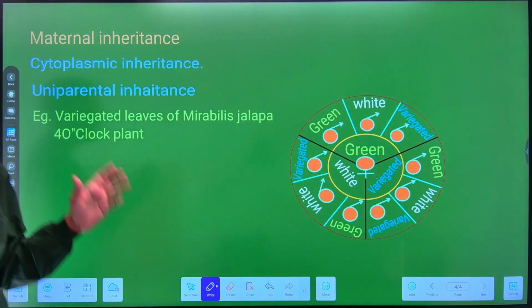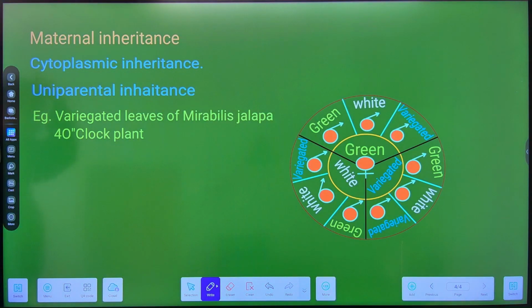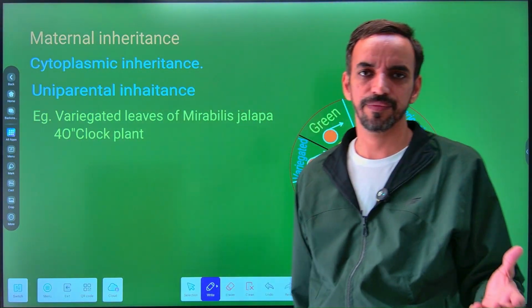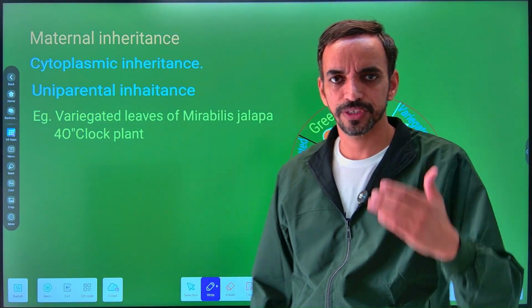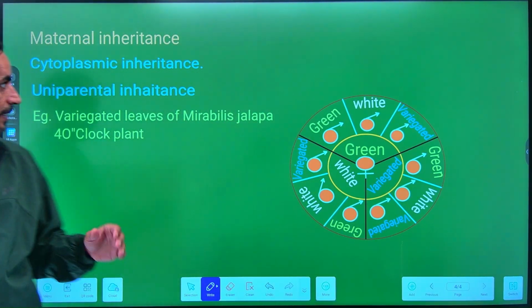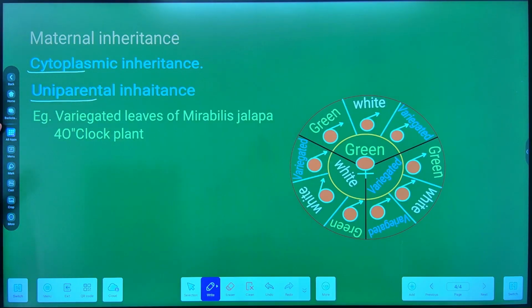Next is maternal inheritance. Like the mitochondria, the chloroplast also shows cytoplasmic inheritance. This means the mitochondria and the chloroplast are part of the cell cytoplasm, and cytoplasm is generally donated from the maternal side, or the mother side, so we call it cytoplasmic inheritance, because it is donated from only one parent. That's why it is also known as uniparental inheritance.